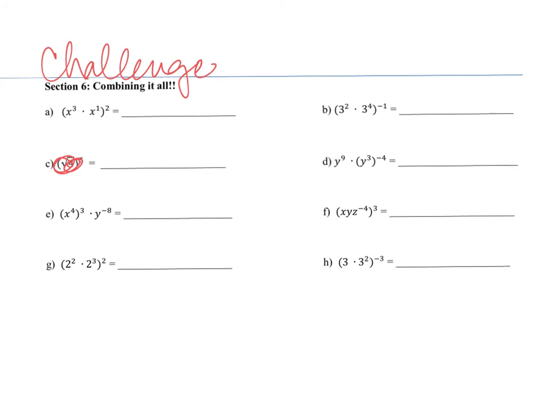Remember, the rules by themselves aren't so bad, right? When you multiply the same base, you add the exponents. When you divide the same base, you subtract the exponents. When you have a power raised to another power, all you're doing is multiplying. But it's putting it all together that can be really tricky.